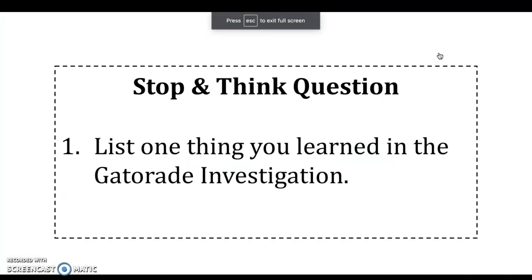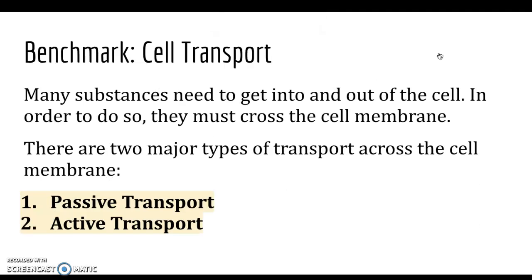All right, so your first stop and think question that you can answer directly in your virtual notebook is list one thing you learned in the Gatorade investigation. So over this past week and a half, we learned that many substances need to go in and out of the cell, whether they're nutrients, water, etc. In order to do so, they must cross what's called the cell membrane.